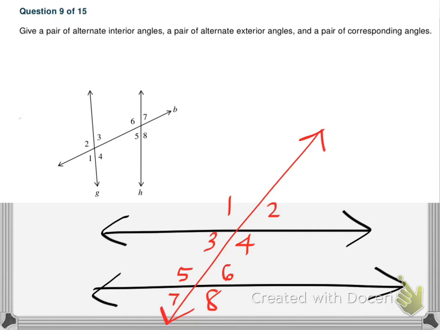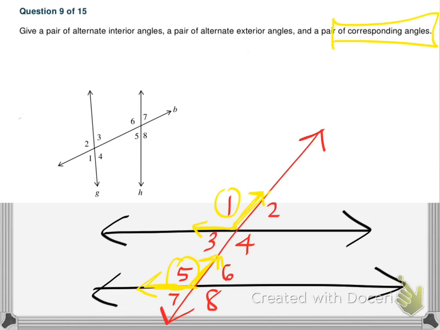If we take a look at angle 1, and I'll take yellow here. So angle 1 looks like this. If we were to take this and drag it, or translate it, we would be able to place it exactly at angle 5. Those two angles are corresponding.